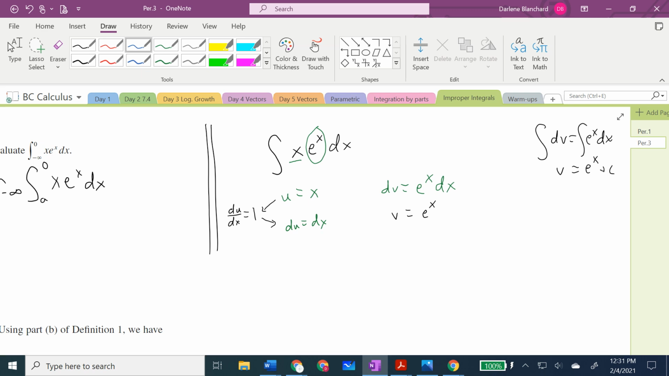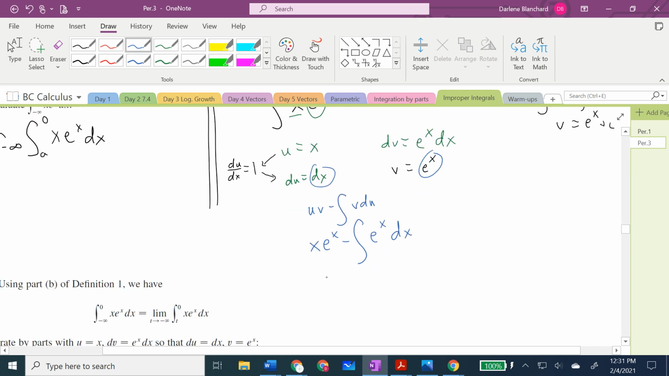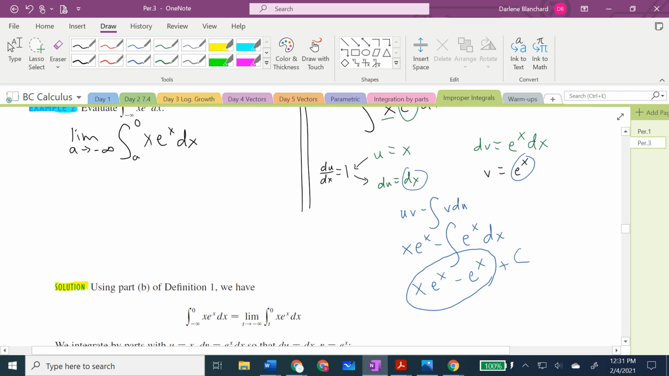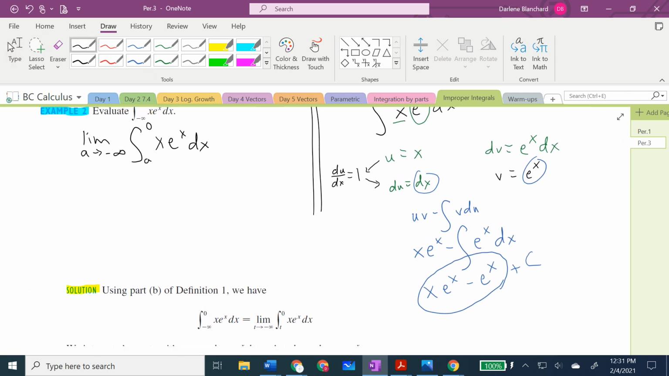Then the formula says u times v minus the integral of v du. So that's going to be x times e to the x minus the integral of e to the x dx. And we know that. This is the moment where I would say I was done with that indefinite integral and throw a plus c on. But I'm bringing it back into a definite integral, so I don't want to waste my time with the plus c, and I'm bringing it back over to the limit.